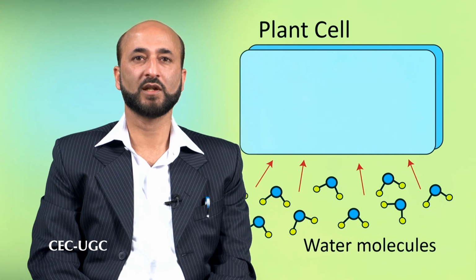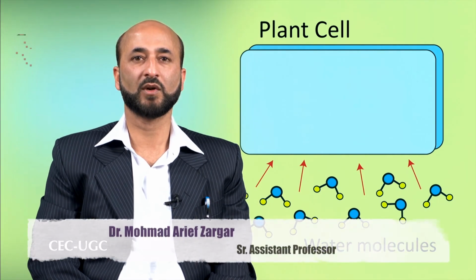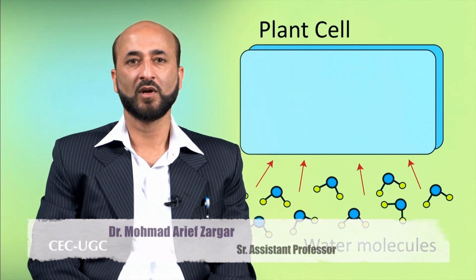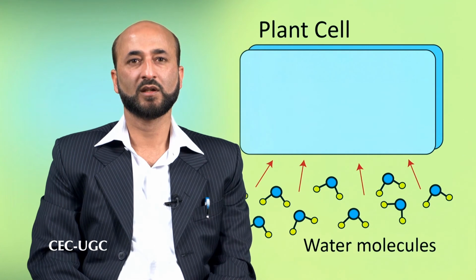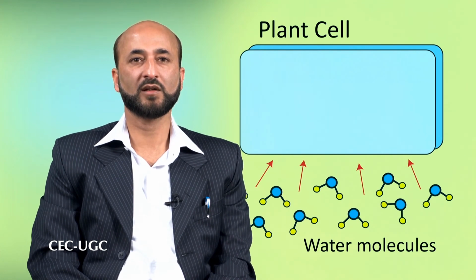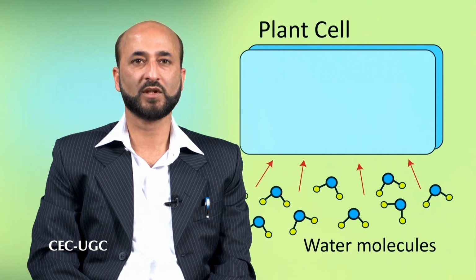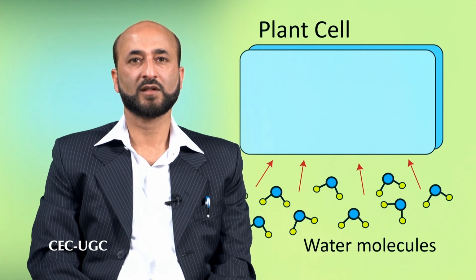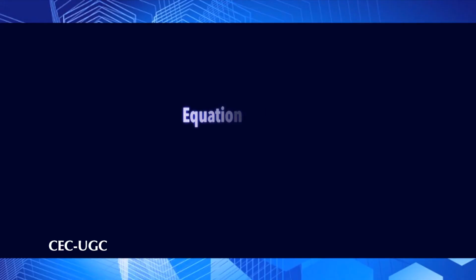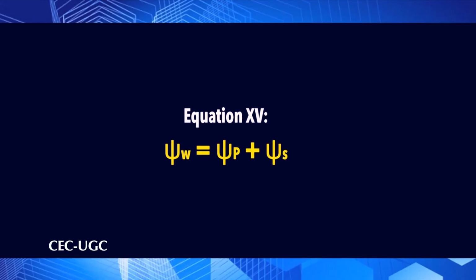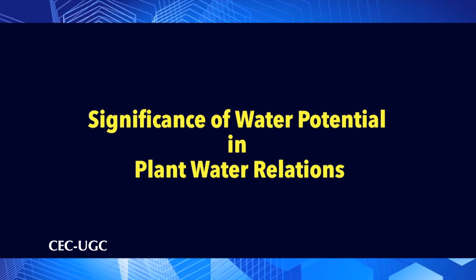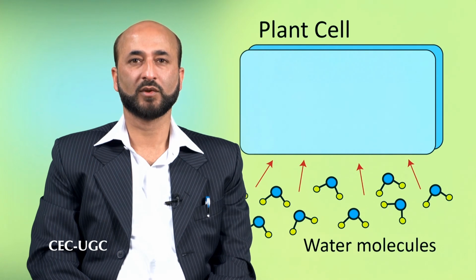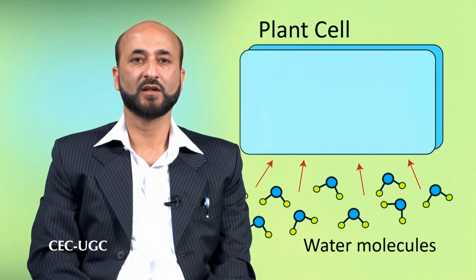Consequently, matric potential is not considered as a component of the water potential in the same sense as that of osmotic and pressure potentials. Therefore, it is generally not valid to add matric potential to solute potential and pressure potential to arrive at total water potential. Thus, the equation again becomes water potential is equal to pressure potential plus solute potential. Finally, let us appreciate the significance of water potential in plant water relations. The significance of water potential in plant-water relations is as below.